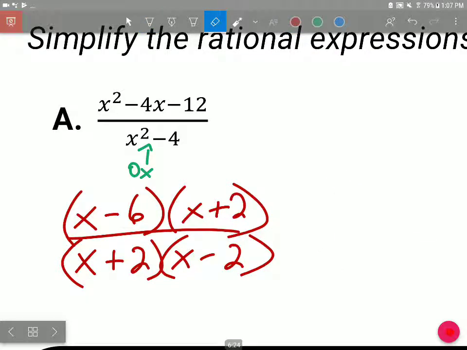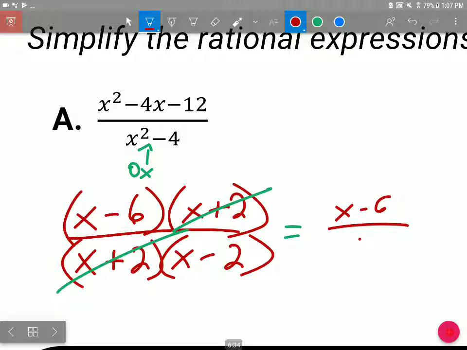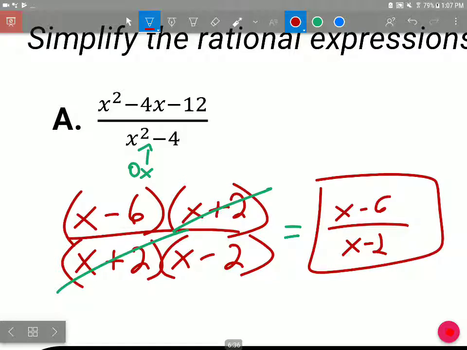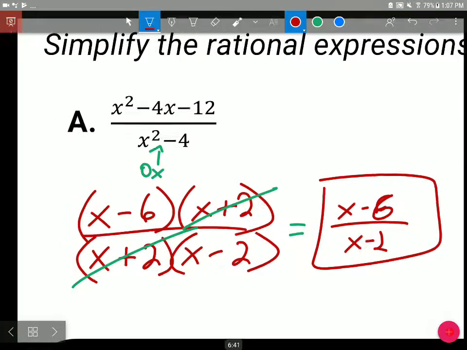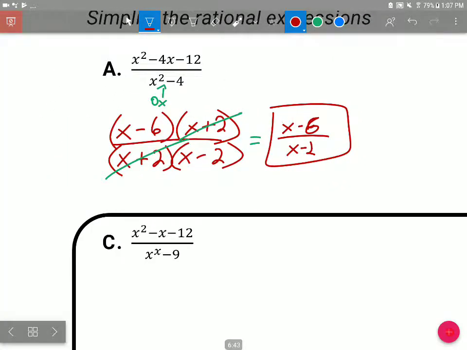That was really the hard part. Do you see the same thing on top and bottom? Yeah. What are you left with on top? There's your answer. Easy peasy, chicken greasy. Take a second and try letter C.